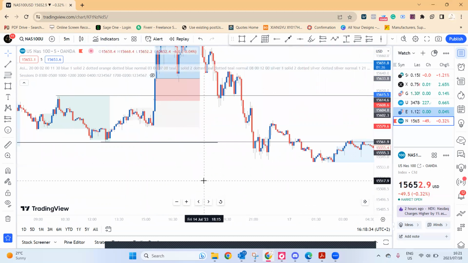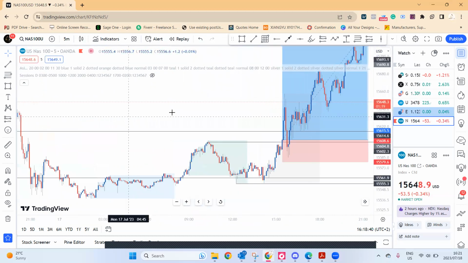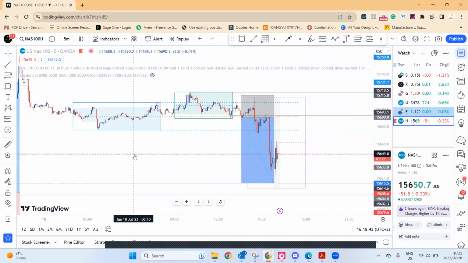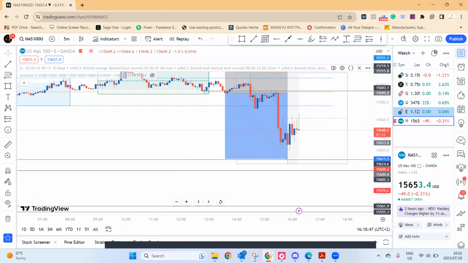Okay, so go and train your eyes, go and backtest it with the software, please, guys. It's super important. But yeah, that's the strategy. I hope you understand. If you don't understand, please let me know so I can explain it to you. But yeah, it should be fairly simple.